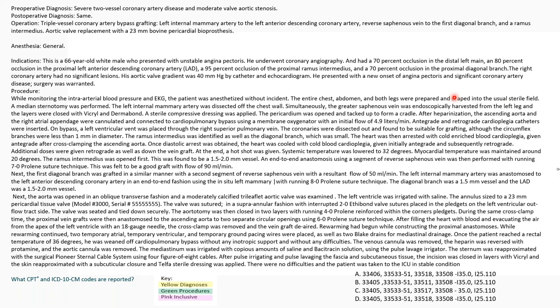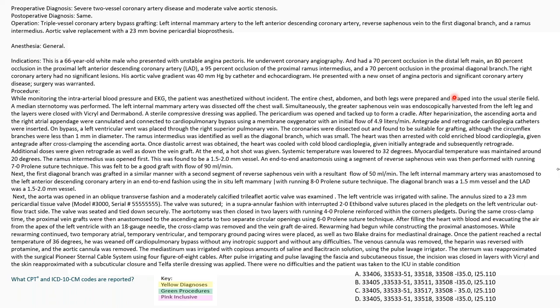Postoperative diagnosis is the same. The operation is triple-vessel coronary artery bypass grafting, left internal mammary artery to the left anterior descending coronary artery, reverse saphenous vein to the first diagonal branch, and a ramus intermedius. Aortic valve replacement with a 23 millimeter bovine pericardial bioprosthesis. The anesthesia is general.